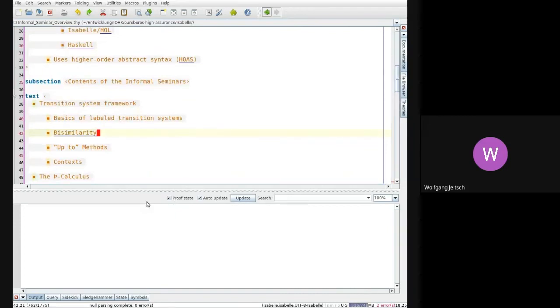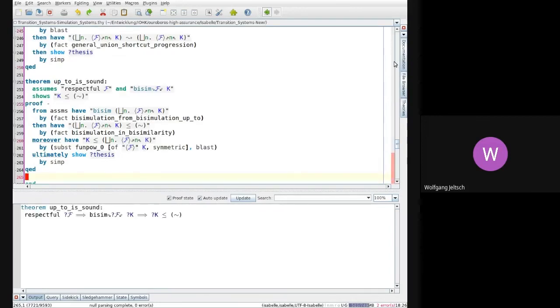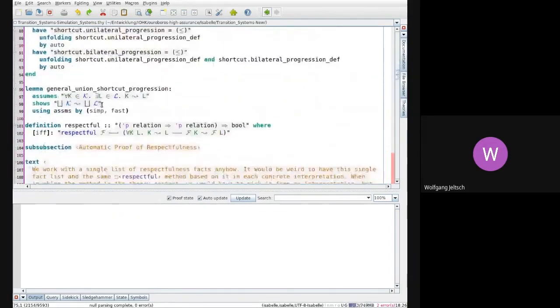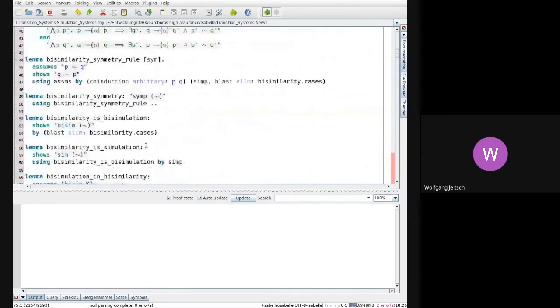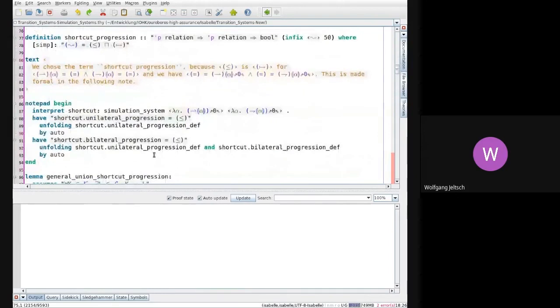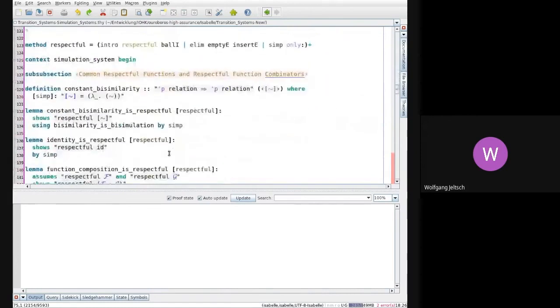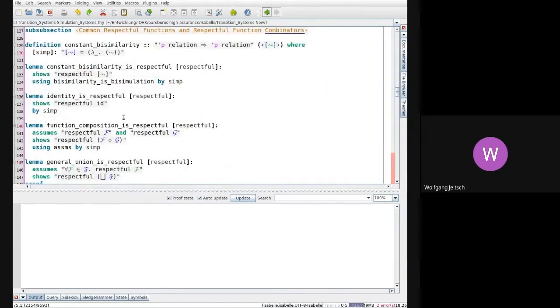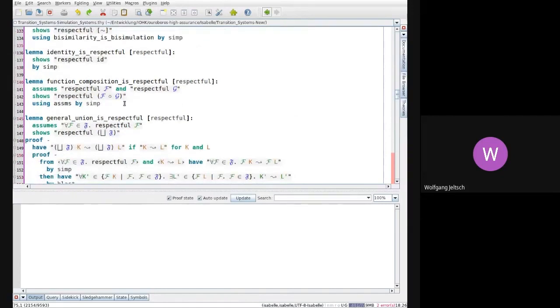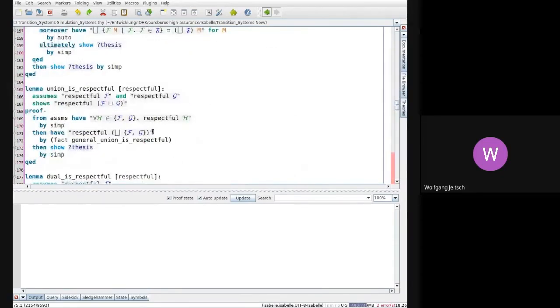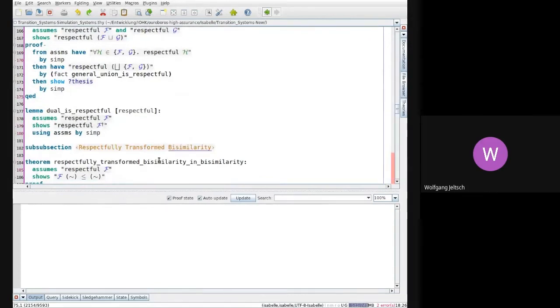There are only a few technicalities that I will show next time. Now, we are here. We know we can use up to methods, provided we have a function f that is respectful, but we have already established that certain functions are respectful. This was here. So constant bisimilarity is respectful, identity is respectful, respectfulness is preserved by function composition, by general union, and then also by binary union, and by dual.